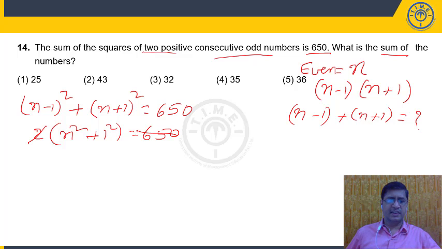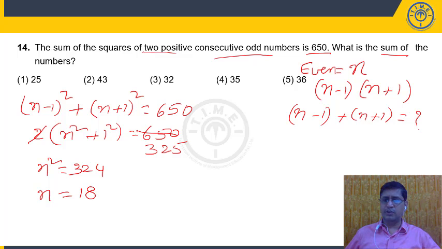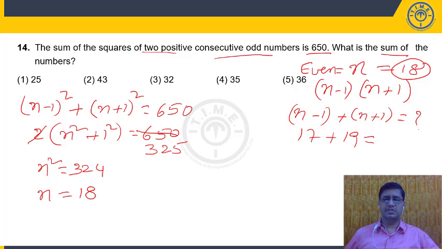Now 2 we can cancel here, it goes exactly 325 times. N square is n square. 1 square means 1, take the other side, it becomes minus 1. So what is the result? 324. The value of n is equal to 18. When n is equal to 18, then what are n plus 1 and n minus 1? It is 17 and 19. The sum of these two is the answer. What is the sum of these two values? It is 36.